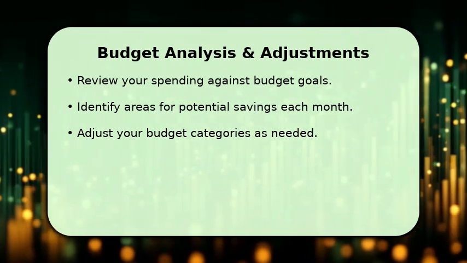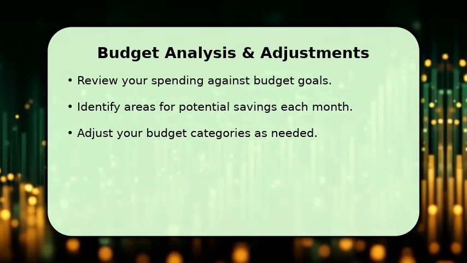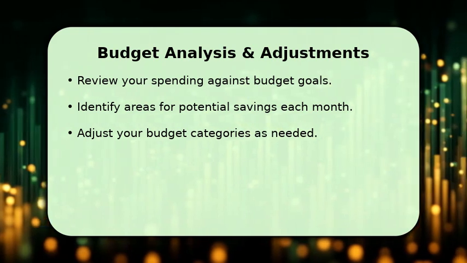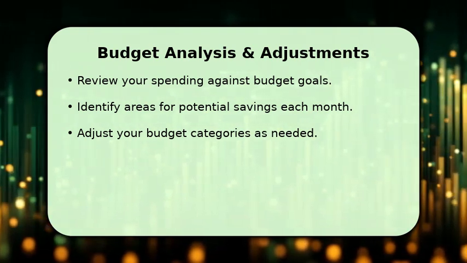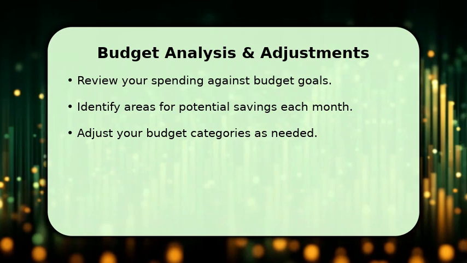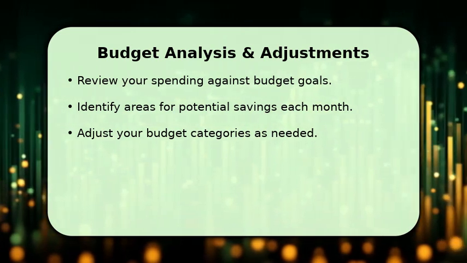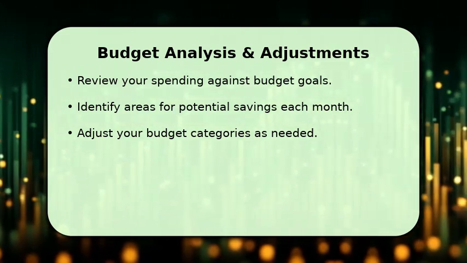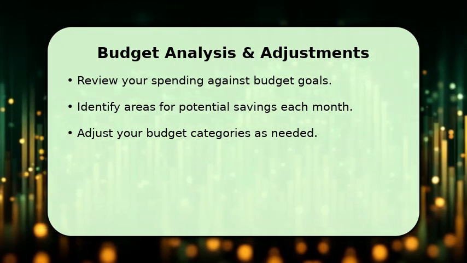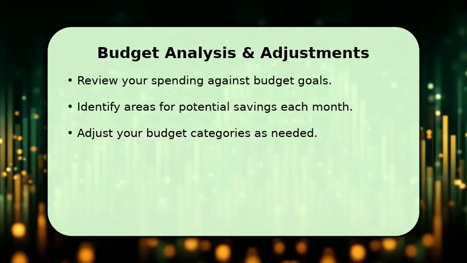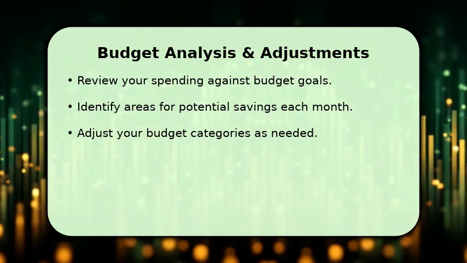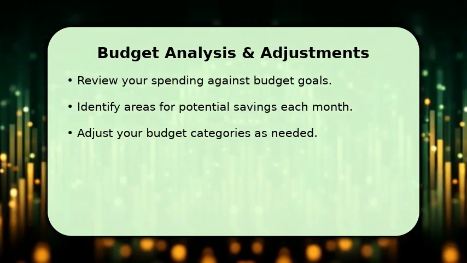Regularly review your spending patterns against your set budget goals. Notion's filter and sort functions can help you quickly see where your money is going. Identify areas where you might be overspending and look for opportunities to save, perhaps by cutting back on 1/4 of your dining out expenses. Don't hesitate to adjust your budget categories or allocations as your financial situation evolves, ensuring your plan remains realistic and effective.